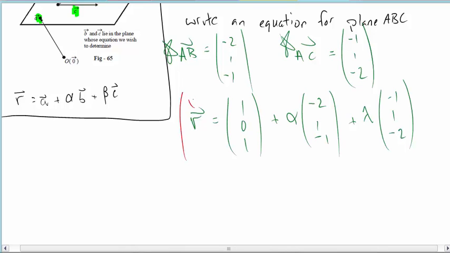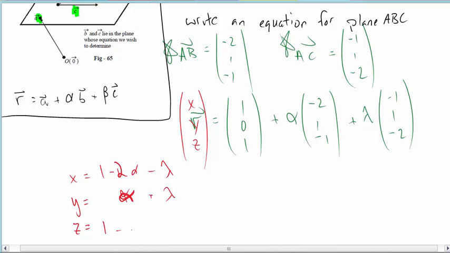And writing the parametric form, remember vector r is x, y, and z. So x is equal to 1 minus 2 alpha minus lambda. y is equal to 0 plus alpha plus lambda. And then the z component, its parametric piece, is going to be 1 minus alpha minus 2 lambda. Okay, so there are my parametric equations for this plane.